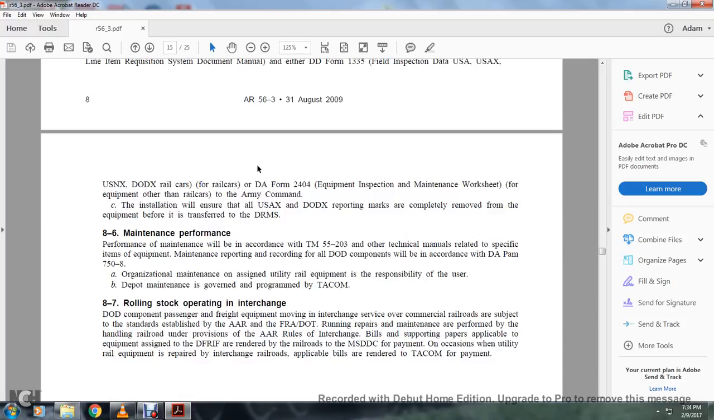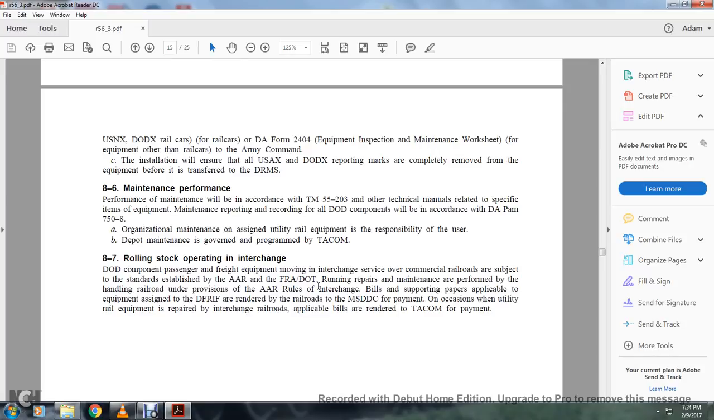Maintenance performance. Maintenance will incorporate Technical Manual 55203 with other technical maintenance manuals related to the specific equipment. Equipment maintenance reporting for Department of Defense components is in accordance with DA PAM 758. Organizational maintenance assigned to utility rail equipment is responsible for use of the depot maintenance governance program of the Transportation Agency Command.